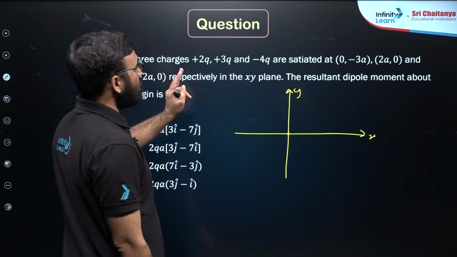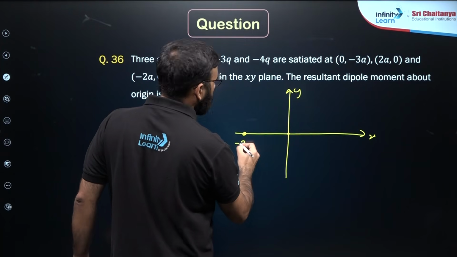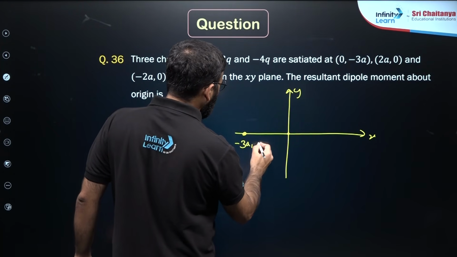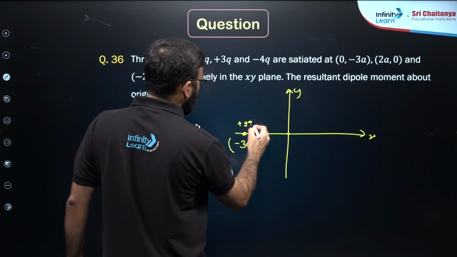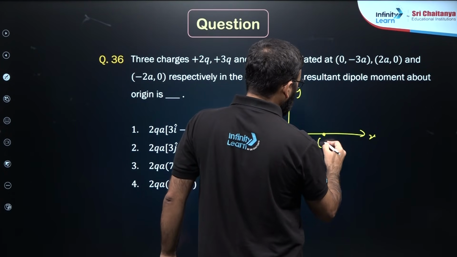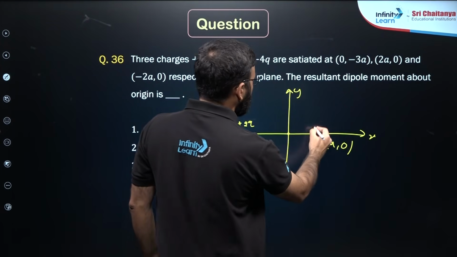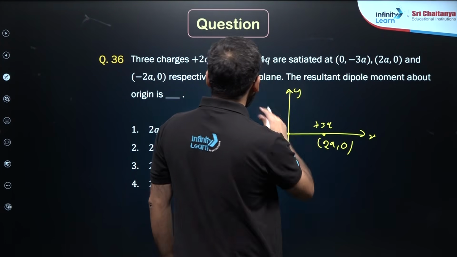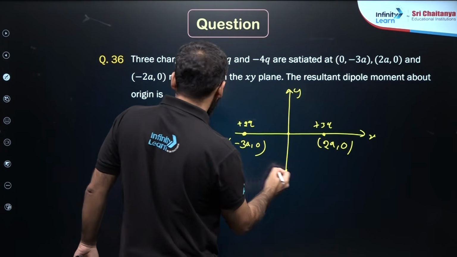First one is plus 2q, put at minus, so what is the plus 2q, and second one charge is at 2a comma 0, and what is the charge? Plus 3q. Fourth one is the minus 4q at this way.